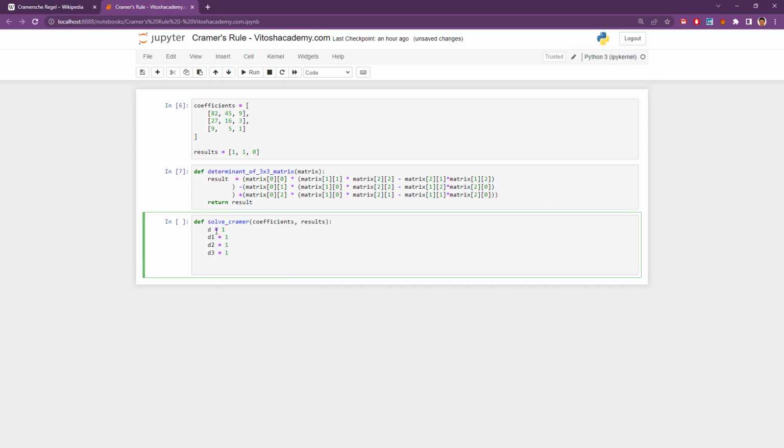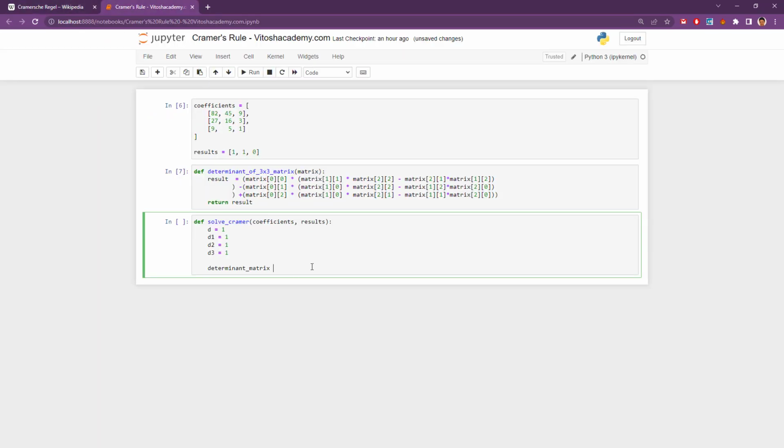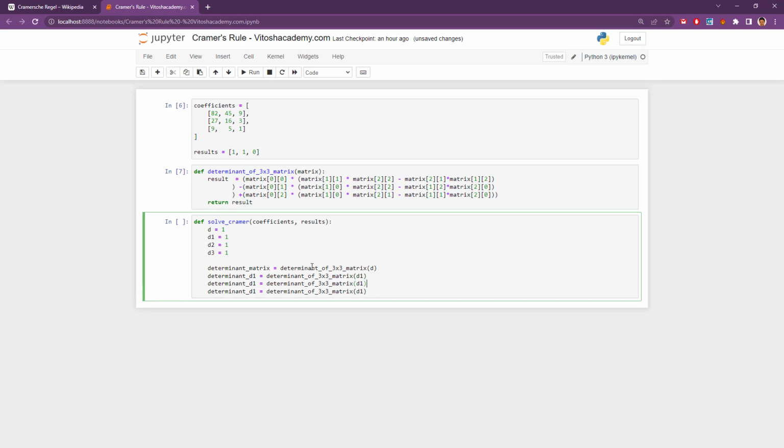So once I know this, what I'll do is I will have the general determinant of the matrix. This is this A here, the general one, and it will be the determinant of a 3 by 3 matrix, and I'll be passing D. Then we have the rest, determinant D1. It will be this one, and then for D2 I'll be using this and that. Yes, this is how the things are going to work.